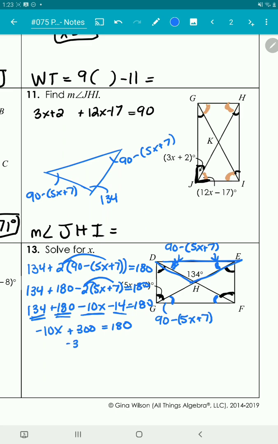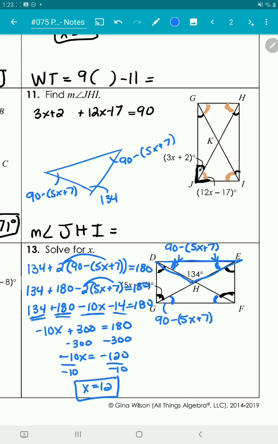So we can subtract 300 from both sides to try and solve for x, giving us negative 10x is equal to 180 minus 300, which will give you negative 120. And then we can divide by negative 10 to give us that x is equal to 12.